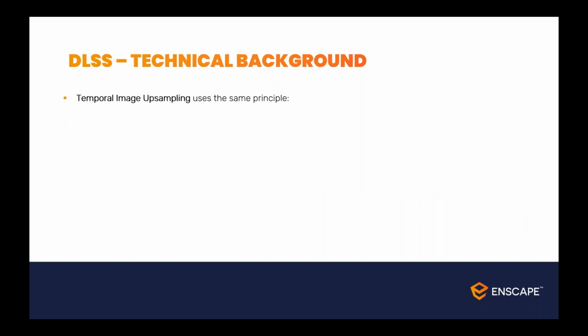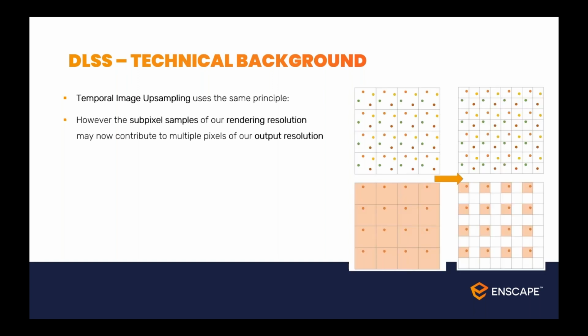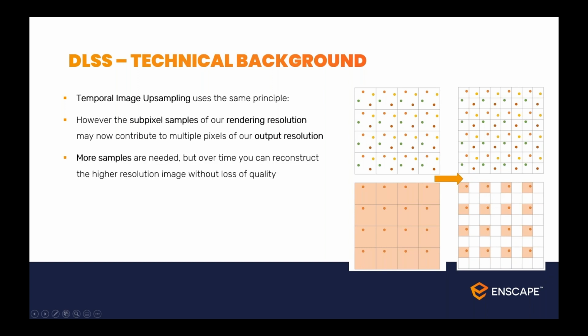Temporal image upsampling uses the same principle as temporal anti-aliasing. However, the subpixel samples of our rendering resolution may now contribute to multiple pixels of our output resolution, as shown here on the right. More samples are needed, but over time you can reconstruct the high resolution image without a loss of quality.